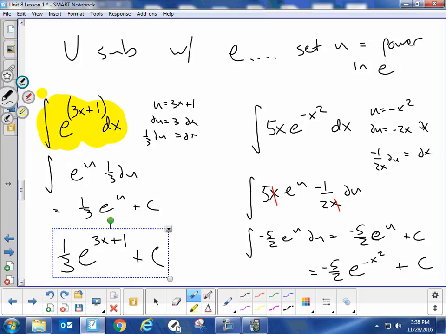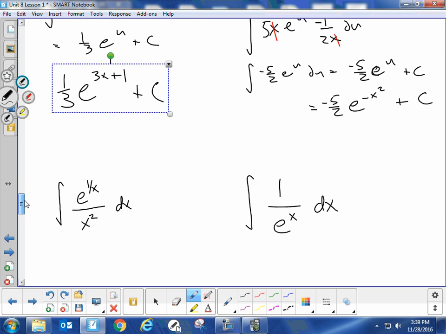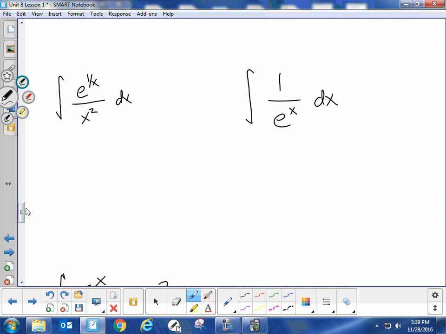Okay, the antiderivative of e to the x is e to the x. The antiderivative of e to the u is e to the u. If we see something a little bit more interesting than that, maybe we need to use U substitution and set u equal to the power, which is the inside of the composition. Same goes for these two. However, this one is a little unique. Let's write that one down.